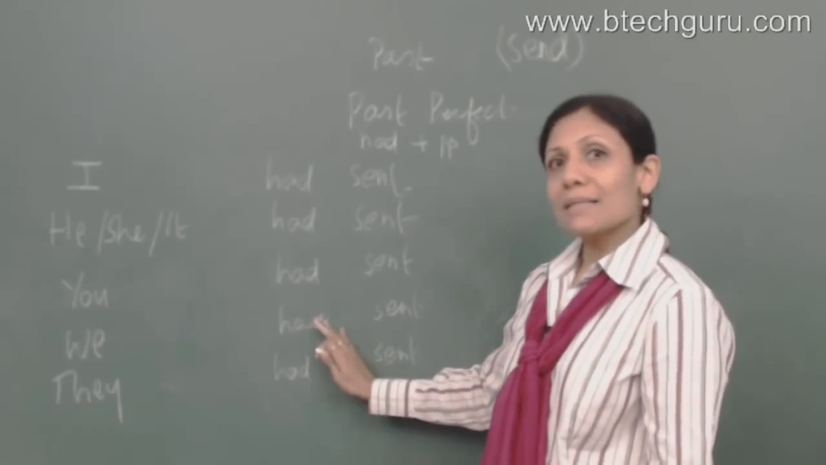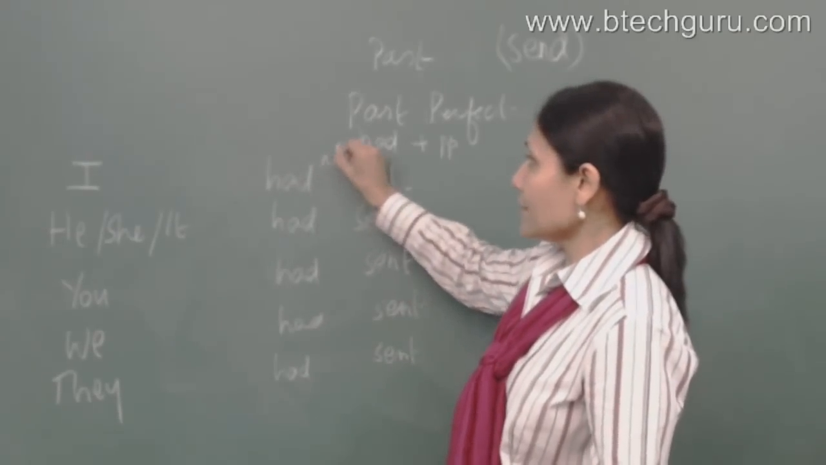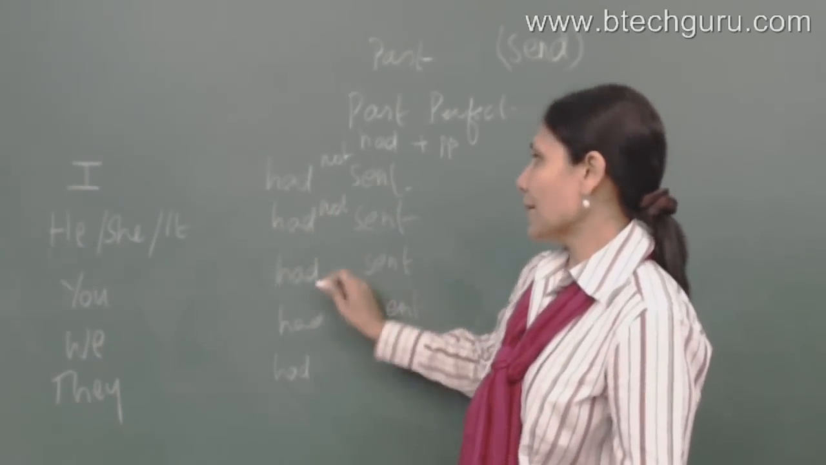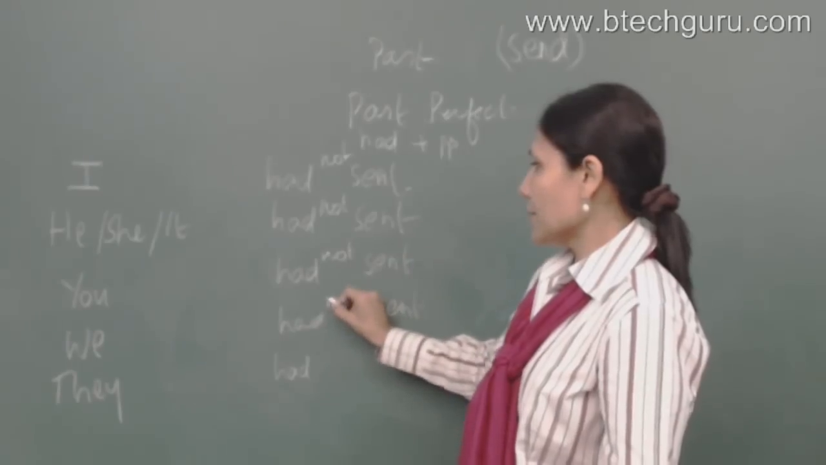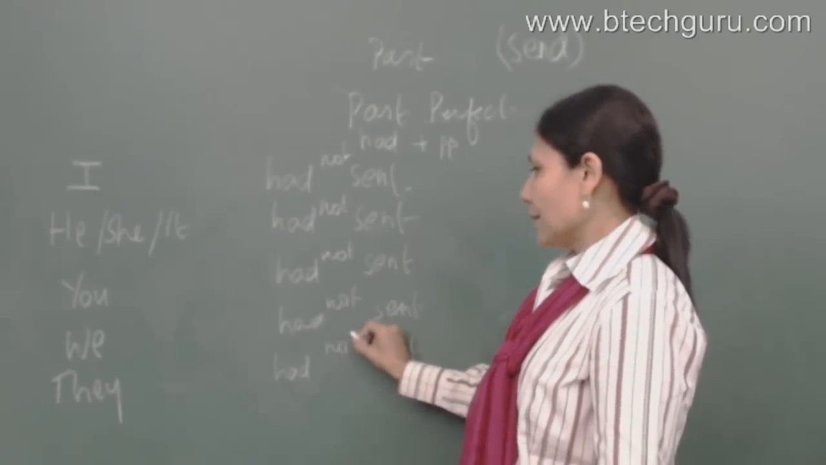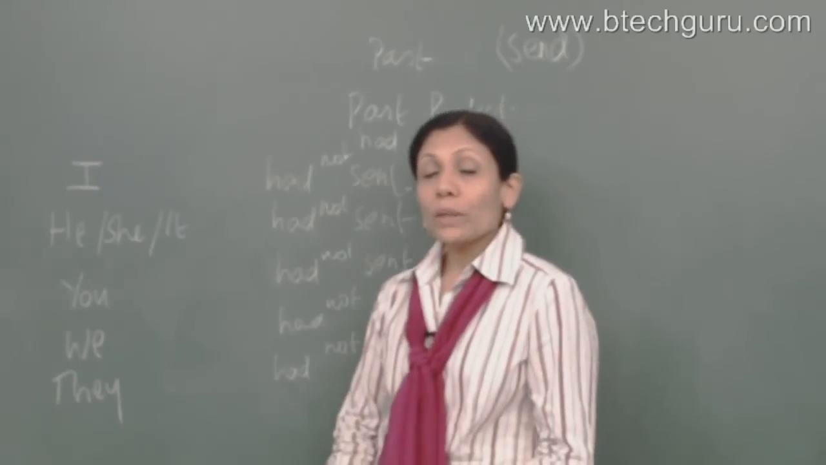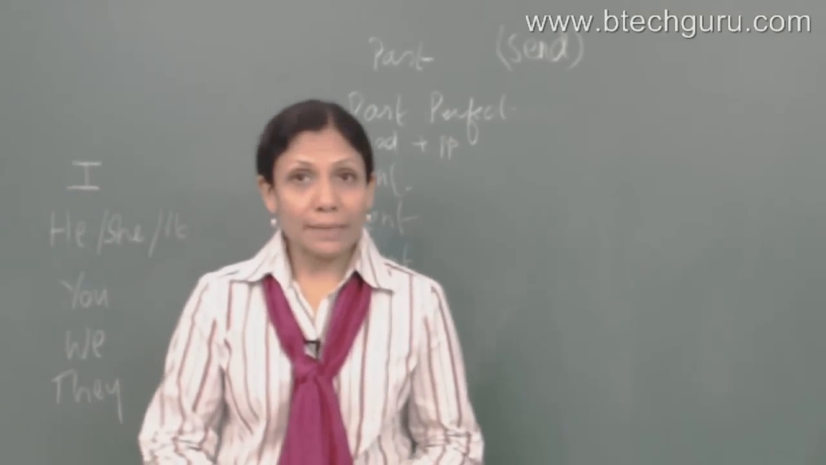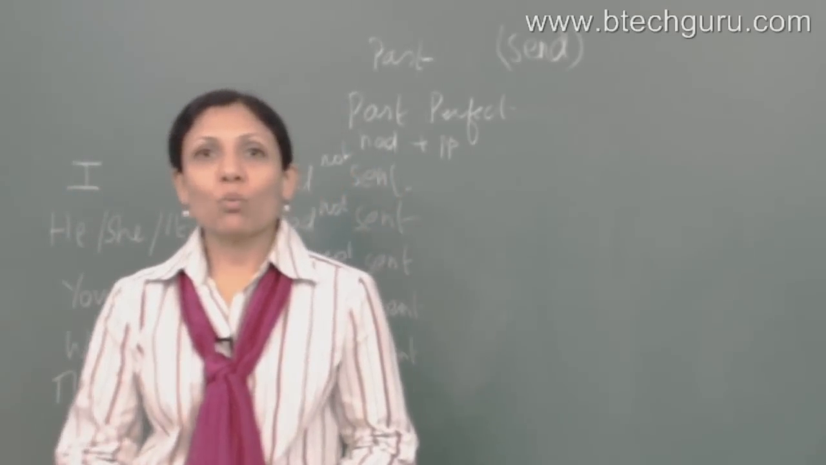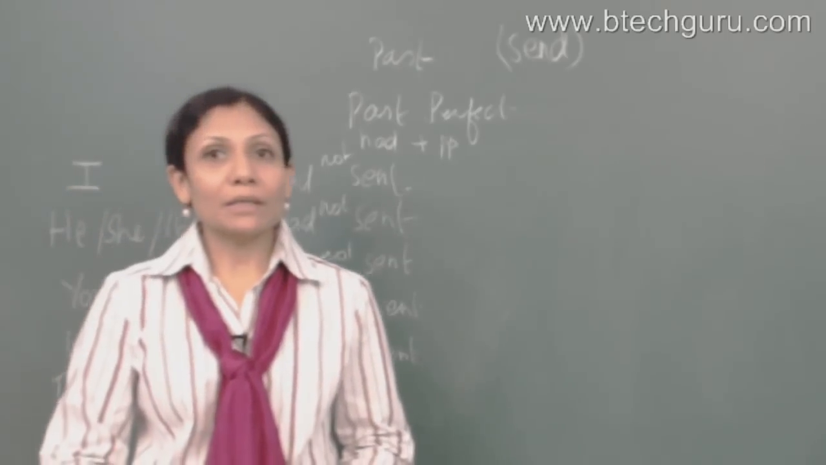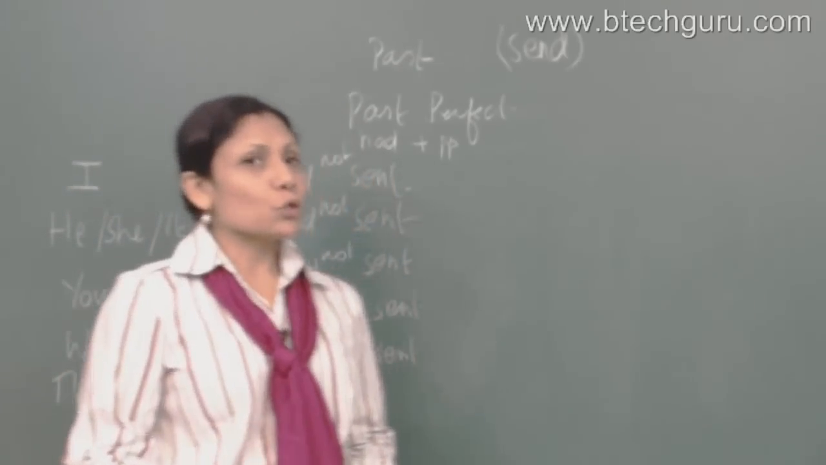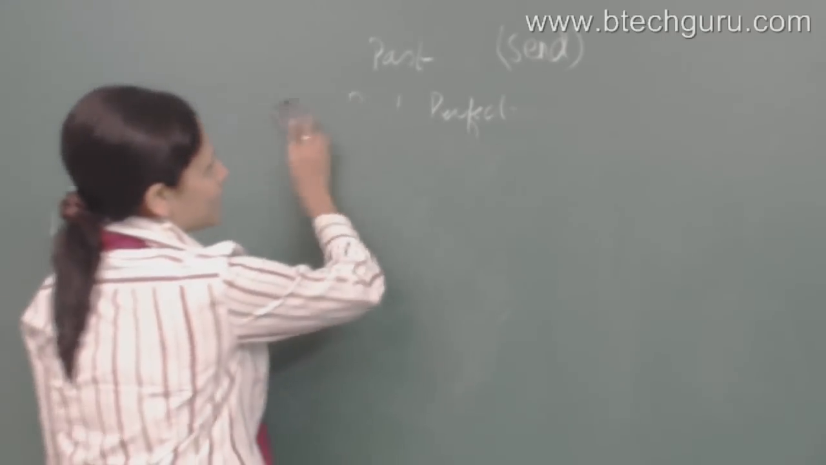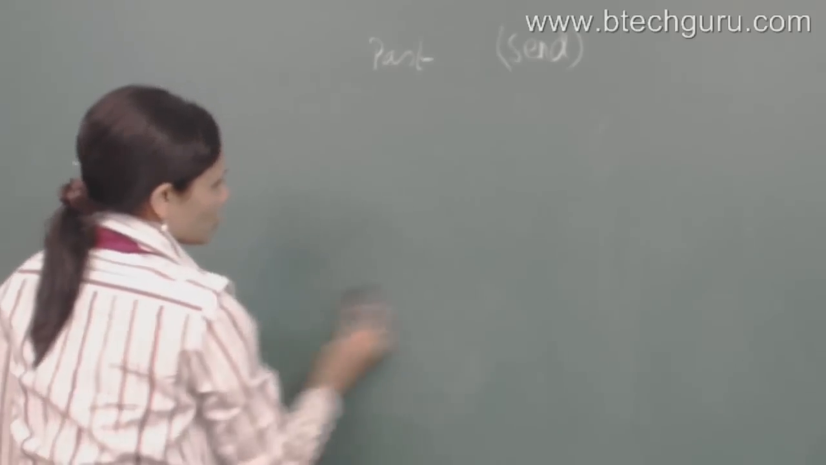How would you need to make this negative? I had not sent, he had not sent, she had not sent, it had not sent, you had not sent, we had not sent, and they had not sent. So with this, we are done with the family of presents, the family of pasts, and we have one more family, and that is the family of future. And we're just going to do that because it's quite simple. And we'll also look at when we use these various tenses of future.